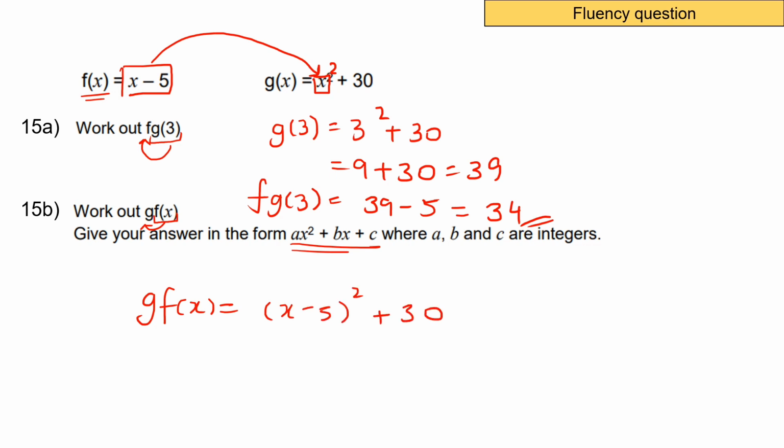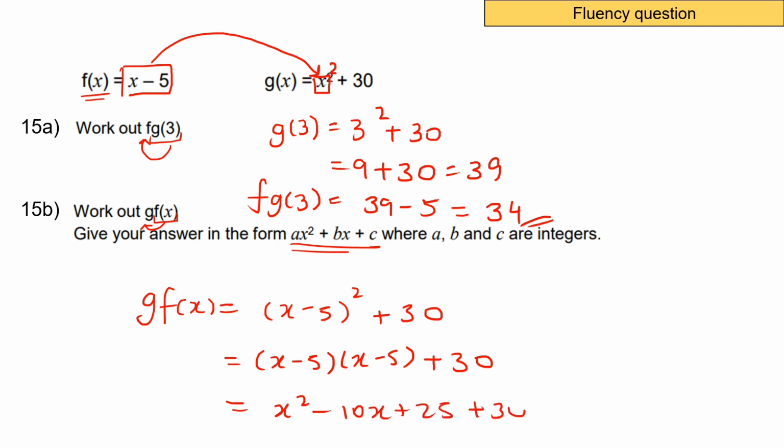x minus 5 squared, this is a double bracket, you can just write it down as x minus 5 times x minus 5, plus 30. You expand the brackets, it's going to be x squared minus 10x plus 25 plus 30. It's going to be x squared minus 10x plus 55, and that's your final answer.